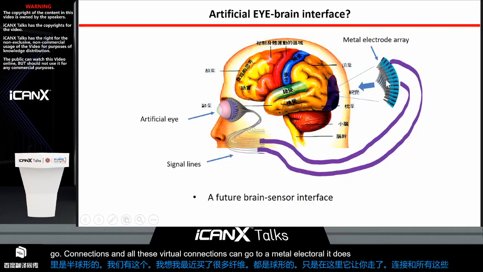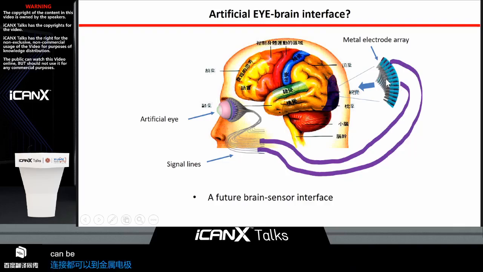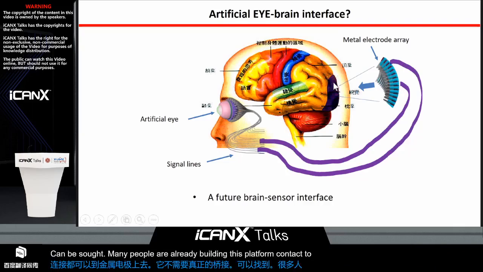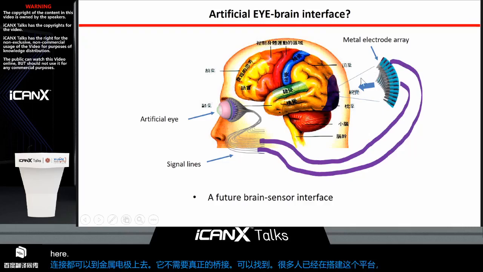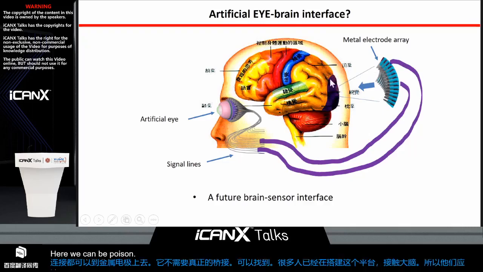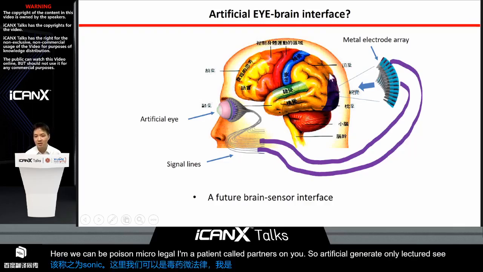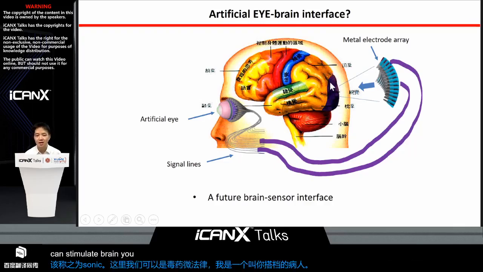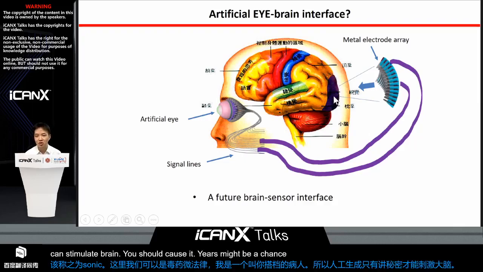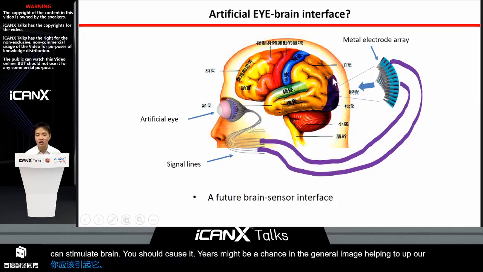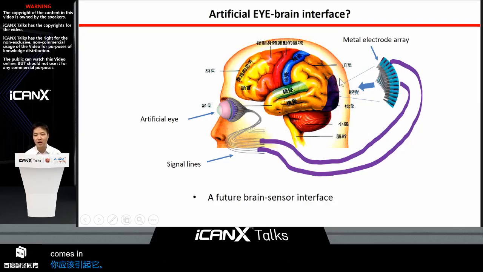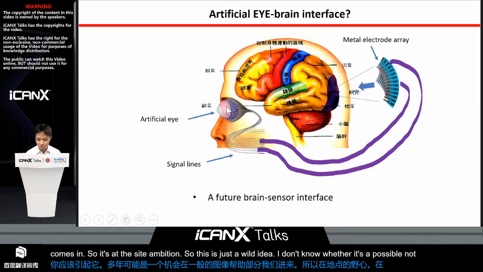It doesn't really have to be rigid, it can be soft. Many people are already building this kind of flexible contact to the brain, the visual cortex. So if we can deploy the micro-needle array on the visual cortex, the artificial eye generates a photoelectric signal that can stimulate the brain, the visual cortex. There might be a chance to generate the image and help people to partially recover their sight and vision. So this is just a wild idea. I don't know whether it's possible or not. It may take 10, 20 years. Who knows?